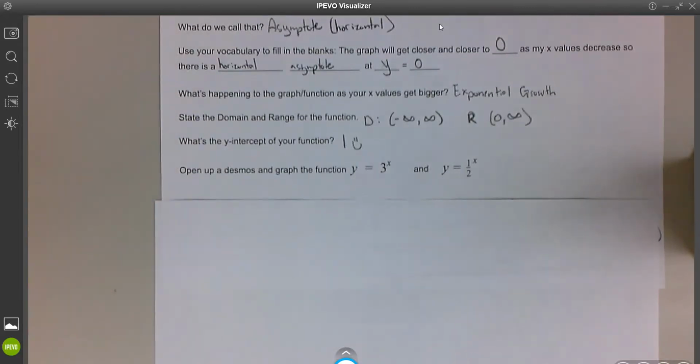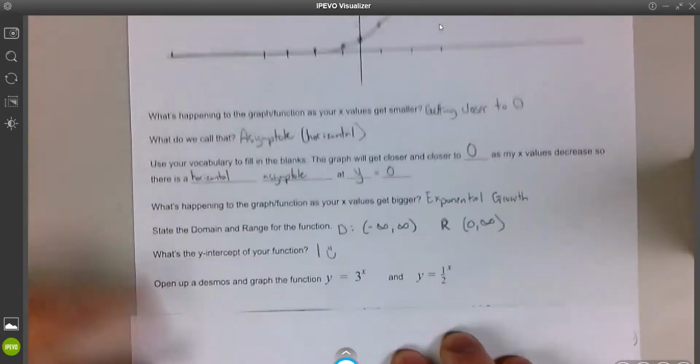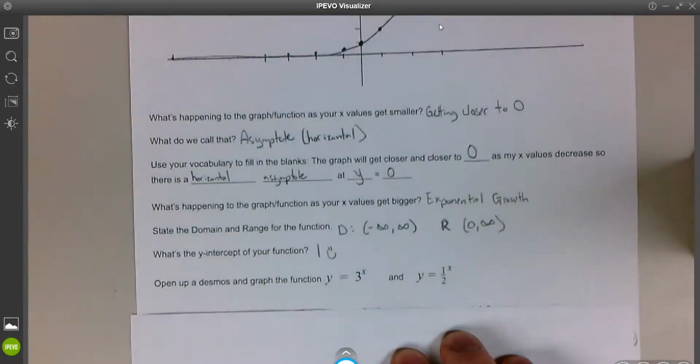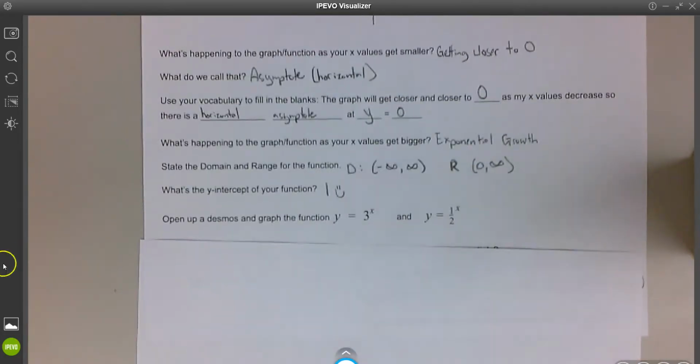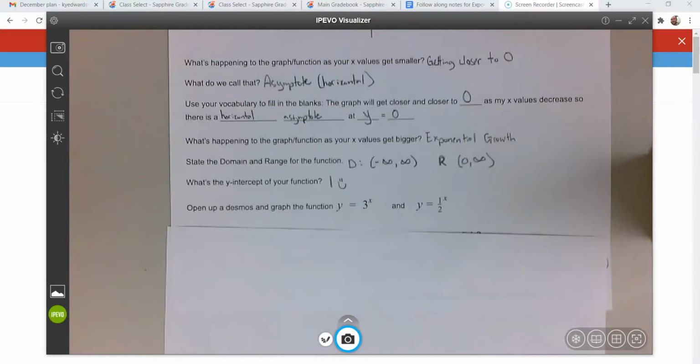Now what I wanted to do is open up a Desmos and see, do all those questions follow for all exponentials or just the one that we just happened to graph? So let's go to Desmos, let's open a Desmos, and let's plot these things. And this is good practice for us. So I will open a Desmos.